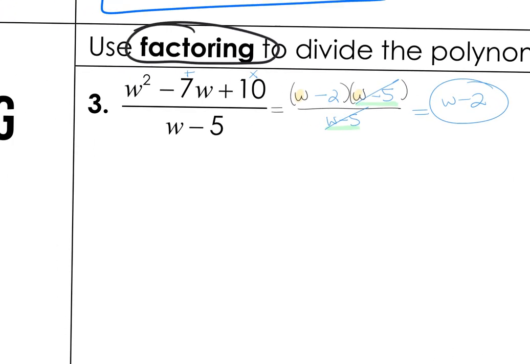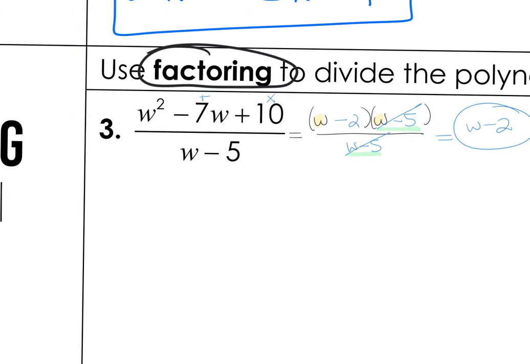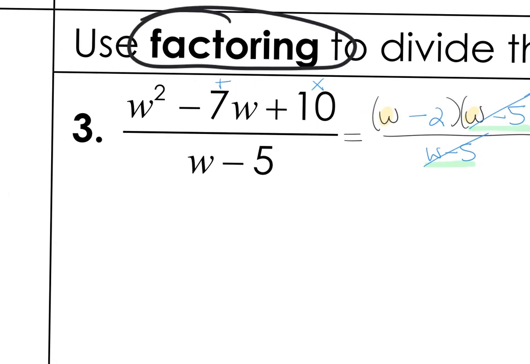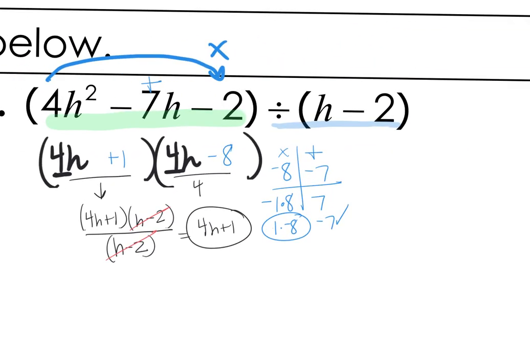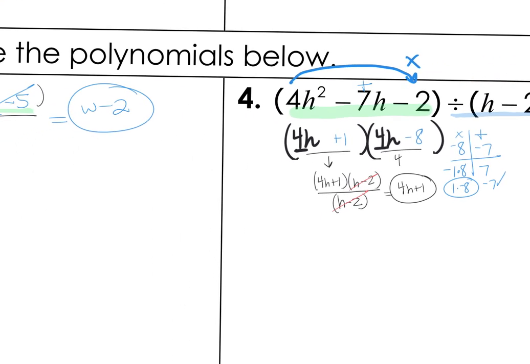Like over here, since my bottom was w minus 5, I know when I go to factor the top, one of them had to be w minus 5 for it to cross out. Over here, technically the denominator would have been h minus 2. One of those has to be h minus 2. It's going to almost always work out like that. Okay? So number 3 and 4 were just trinomials.